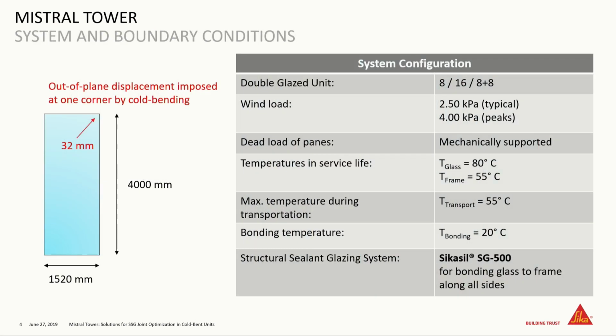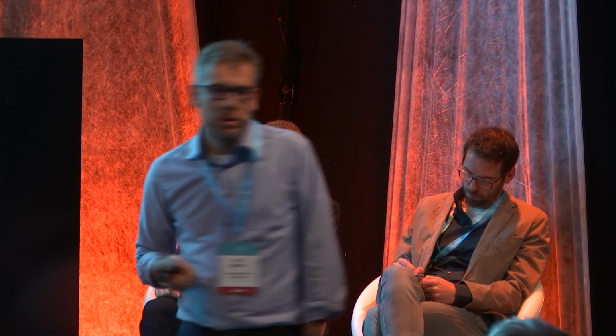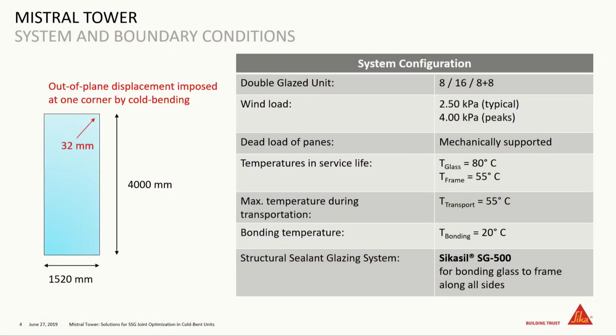Here are some figures for just a single unit. We talked about units with a dimension of around 1.5 by 4 meter, with a cold bending on one corner point of a max of 32 millimeters. We talked about insulating glass units with 2.5 kilopascal wind, mechanically supported in paint plane. Then temperatures which have to be considered as well, and then the adhesive used for bonding the glass panels to the frame afterwards.